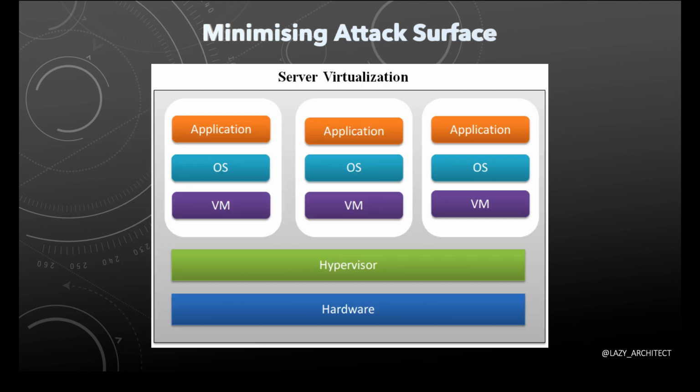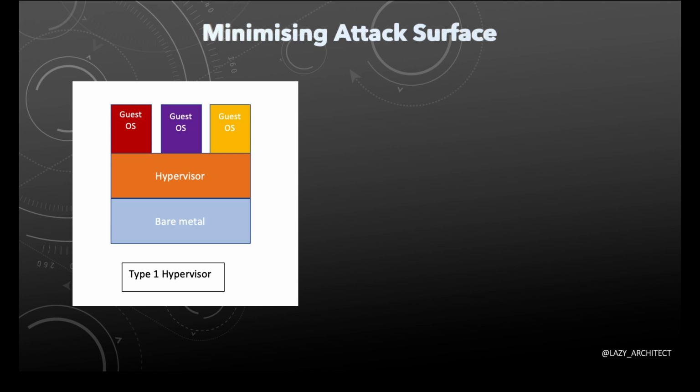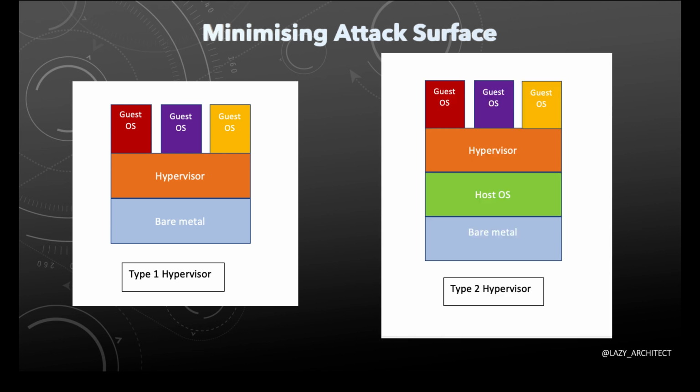Virtualization is achieved via a component called a hypervisor. There are two types of hypervisors. Type 1, which runs directly on the hardware, and type 2, which requires a host operating system to run. If I put up a question, which type of hypervisor is more secure? From the concept of minimizing attack surface, type 1 hypervisor is more secure because it doesn't have the operating system. One less component, one less thing to be worried about.